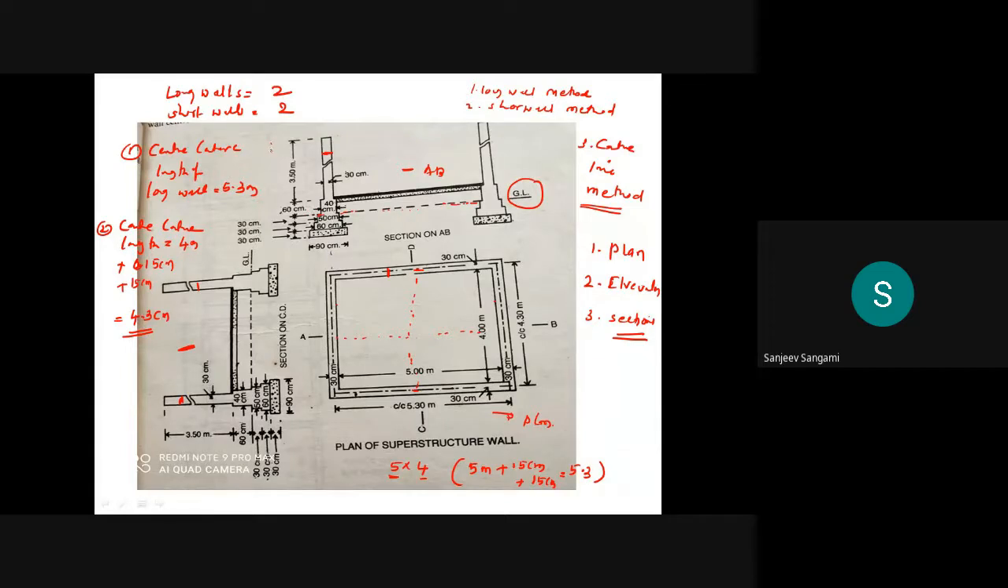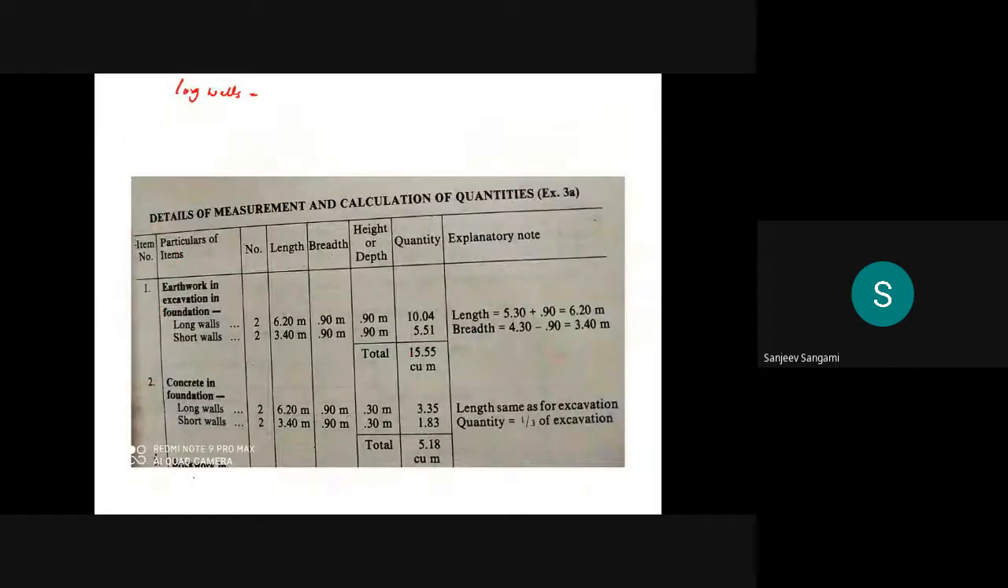Whatever it is there, this will be your height, and along this direction will be your breadth. Here also you can see this will be the breadth, and this will be your height. Whenever you are considering the long walls, so calculating the long walls, first calculate the center to center length of long walls. This is the thing you have to remember for the long wall method.